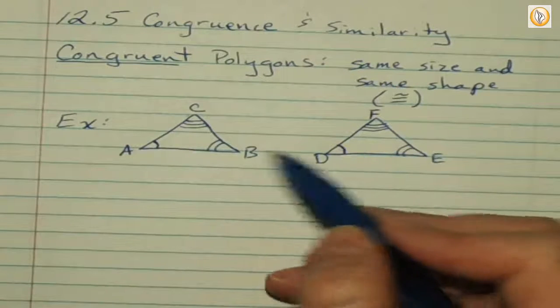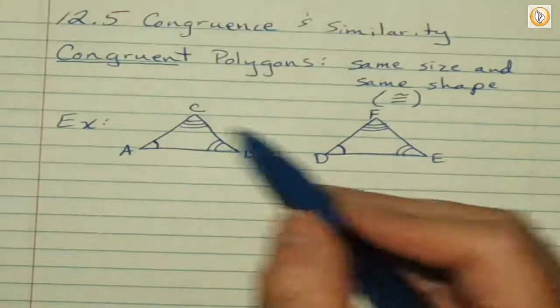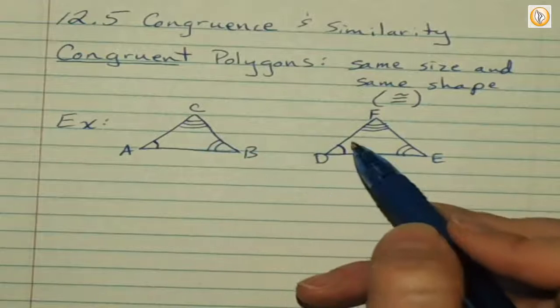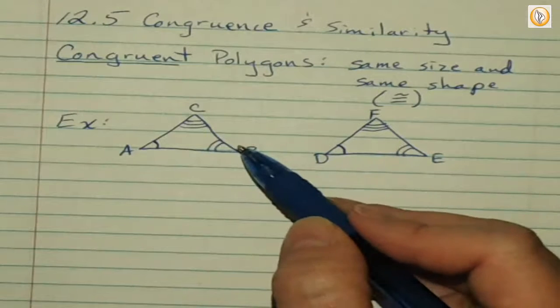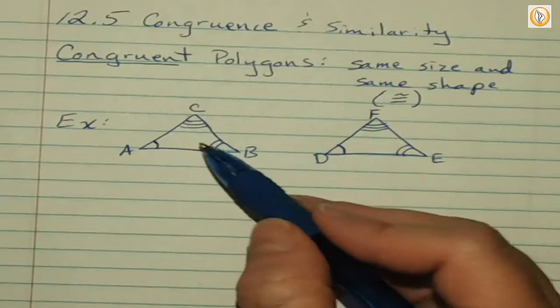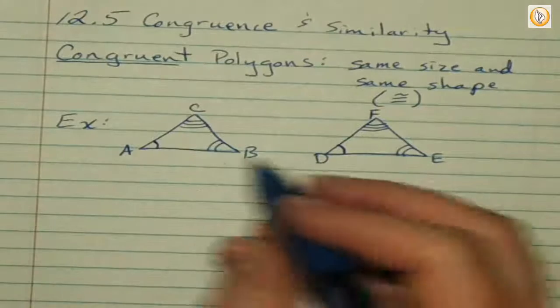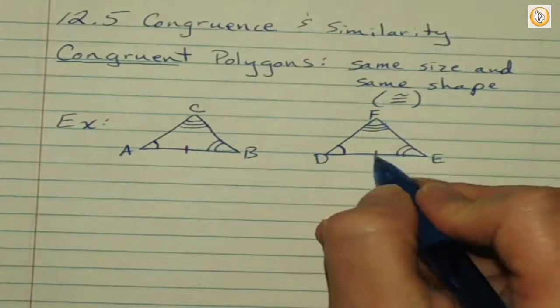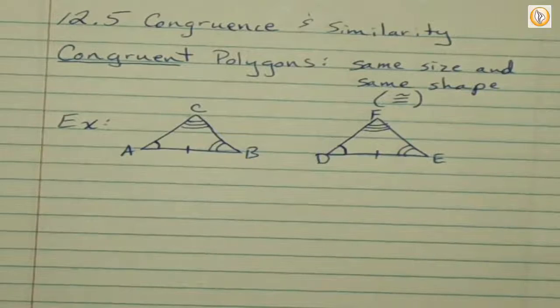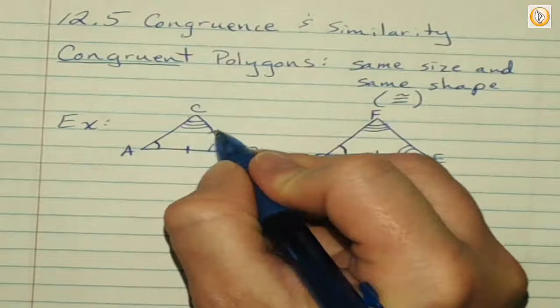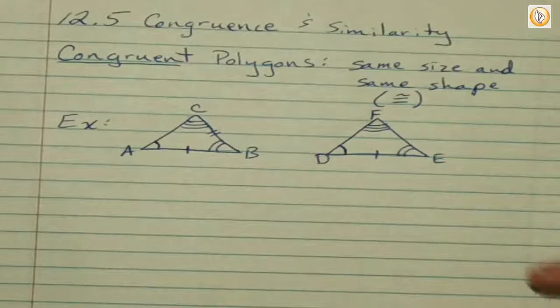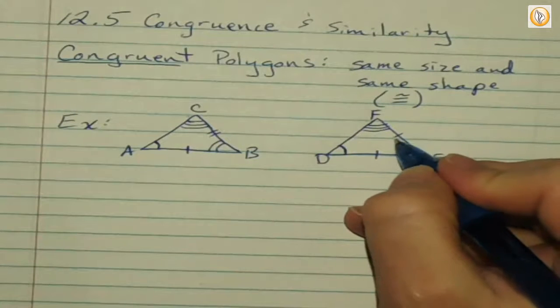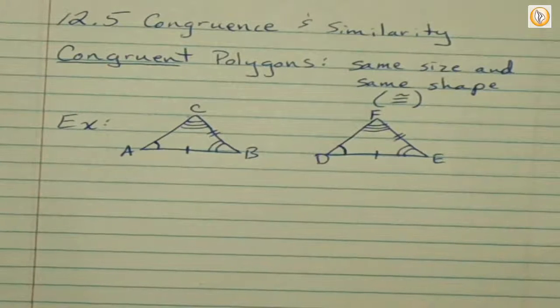So we see just by angles that these 2 triangles are similar. But we can't say they're completely congruent because of their sides. Side AB is congruent with side DE. See the little mark? And then I can say side BC is the same or congruent to side EF.